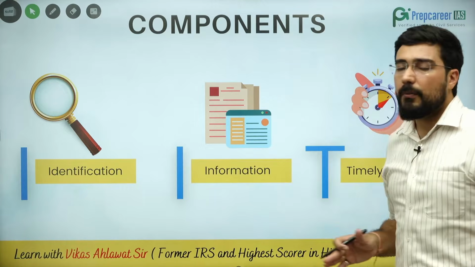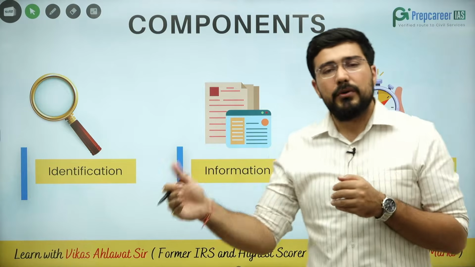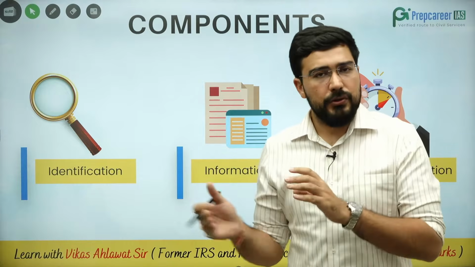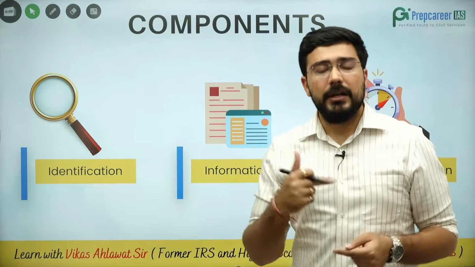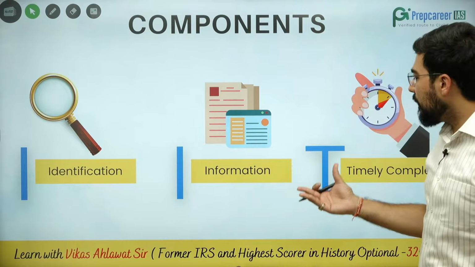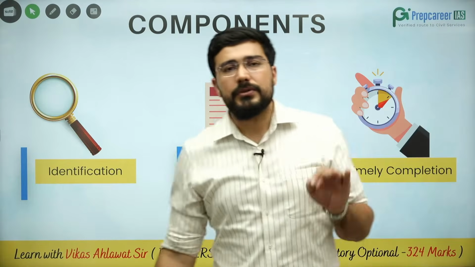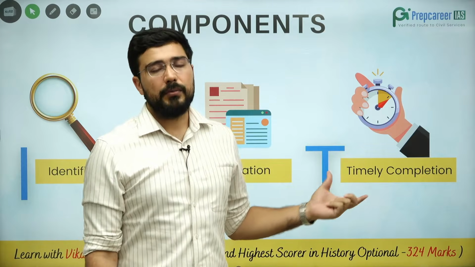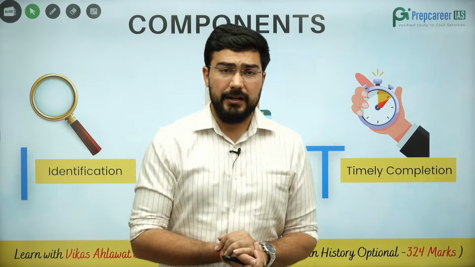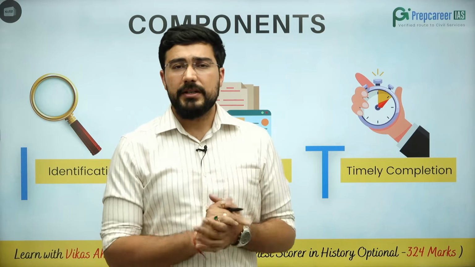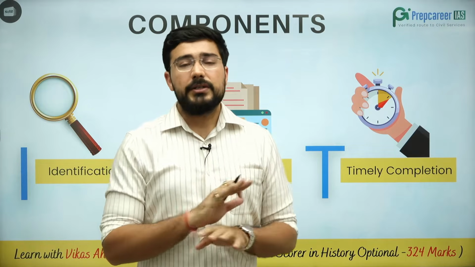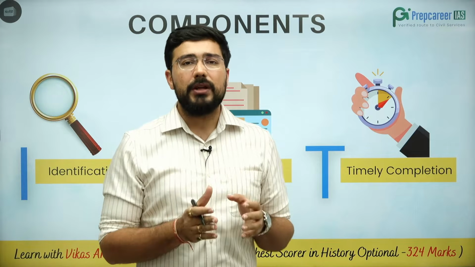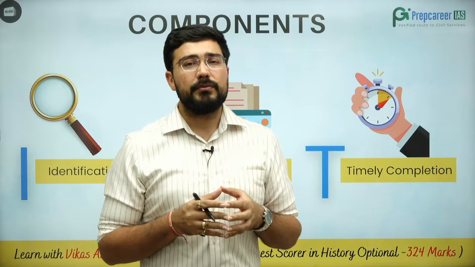Second comes information. If a Harappan site has been given and you're able to understand that it is Mohenjo-daro, the second part would be writing the information, which you have to write in 25 to 30 words. And third, the most important part of this whole mapping question is timely completion. If you take 45 minutes to complete this 50 mark question, it's going to destabilize your whole paper 1. That's why finishing within 25 to 30 minutes is required.